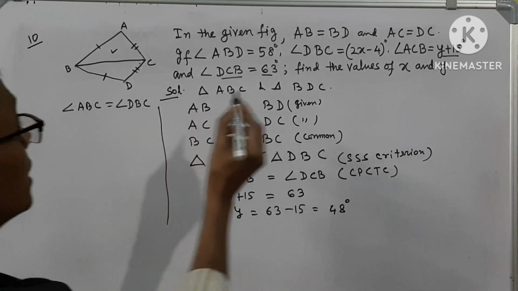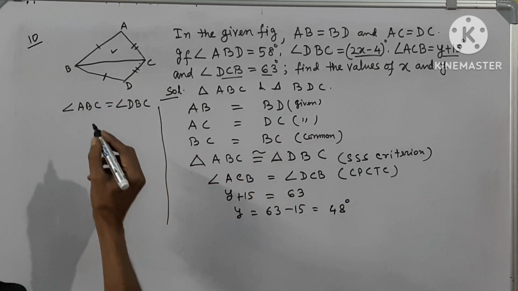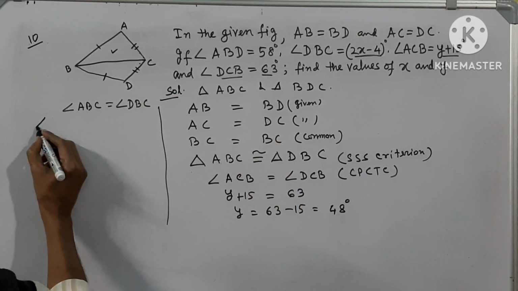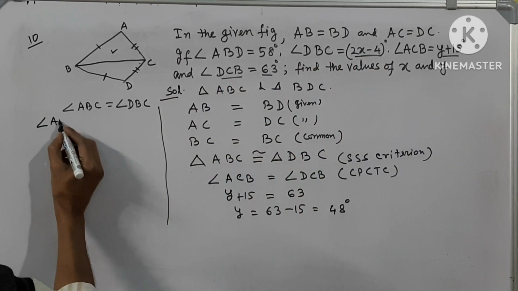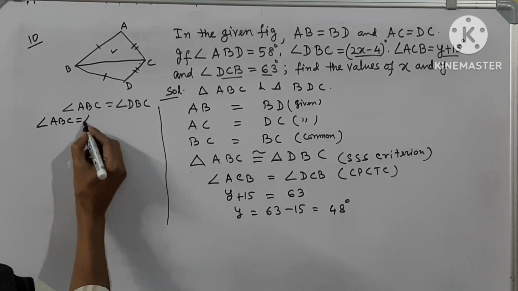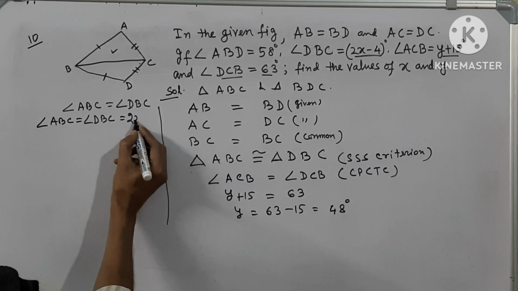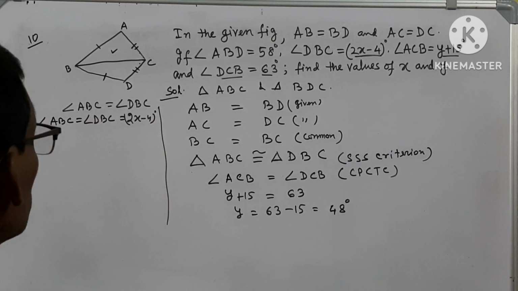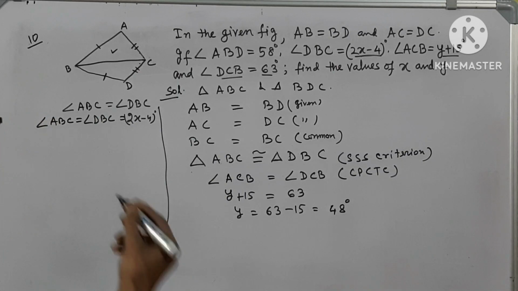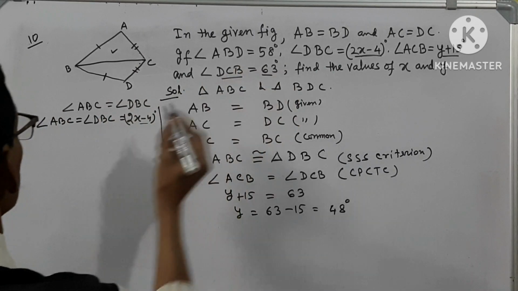So angle DBC is how much? Angle DBC is 2x minus 4. So angle ABC equal to angle DBC equal to 2x minus 4. I can write that because both are equal. Whatever in terms of x, they will be equal. And angle ABD is given.